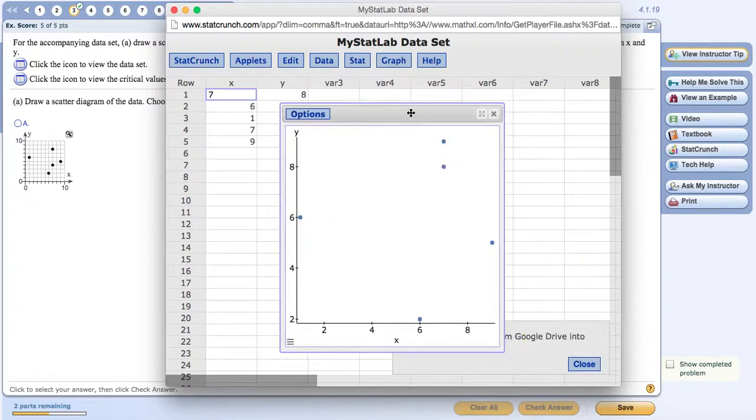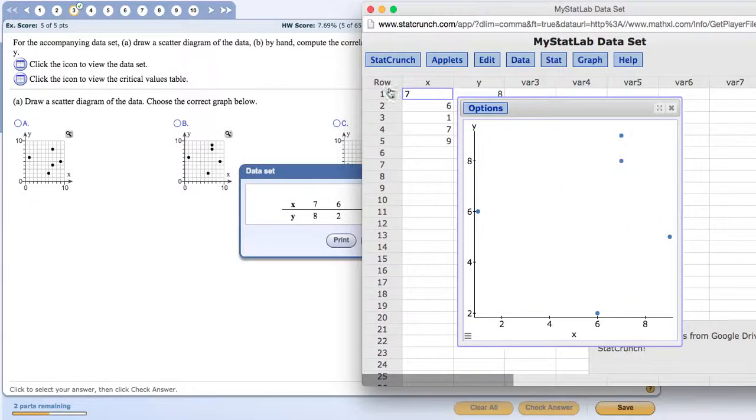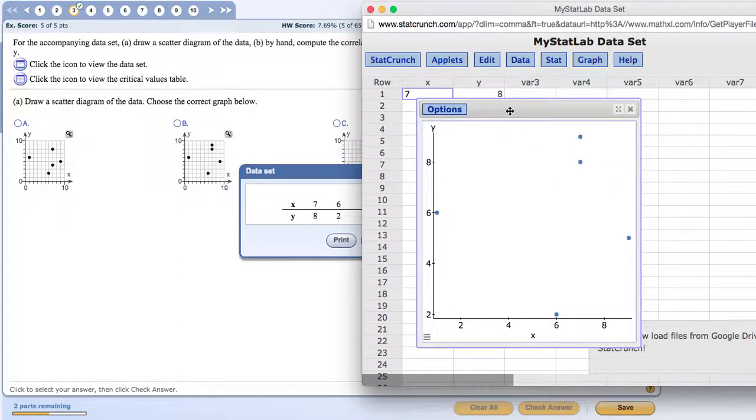And then you'll notice that the graph doesn't start at 0, 0 like the ones in the choices. So you want to kind of note that. It could start over here at 6. I don't know why StatCrunch does that, but it does. Anyway, let's just examine some points and try to figure out which one matches up correctly.